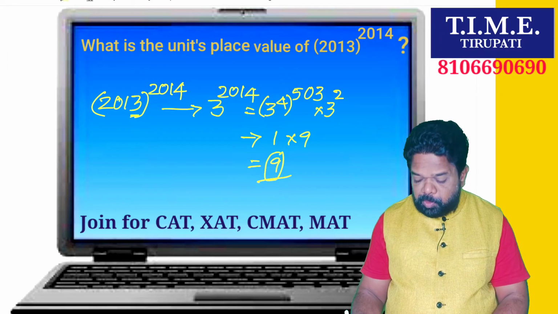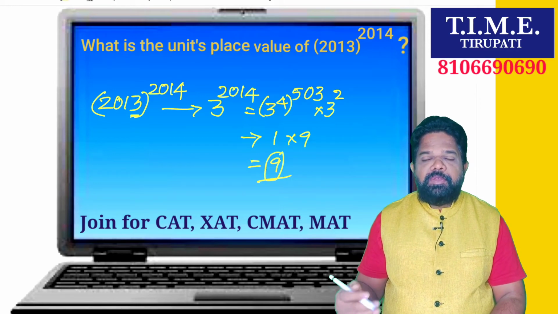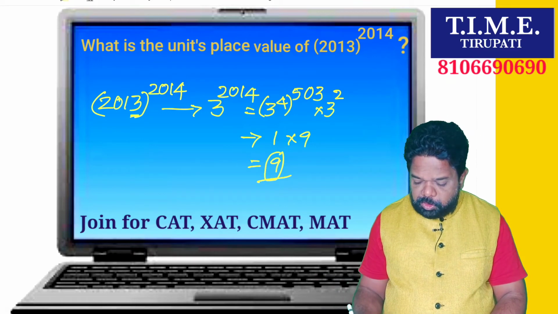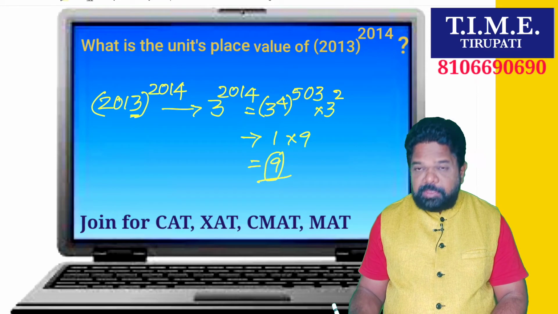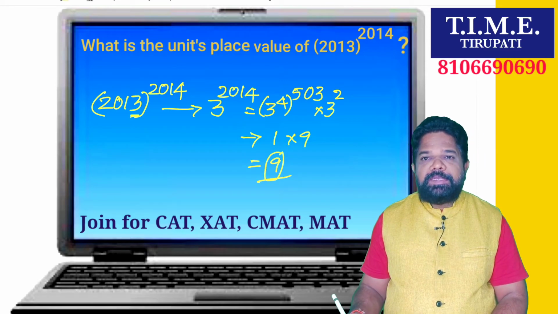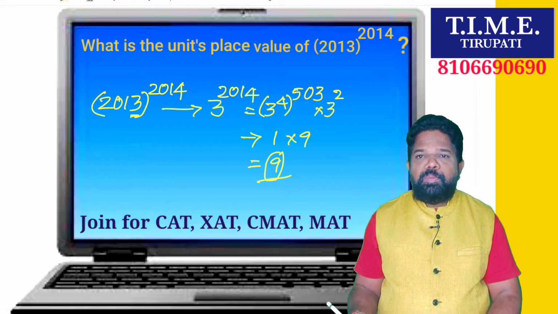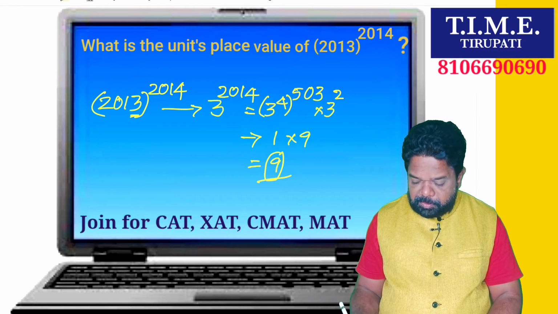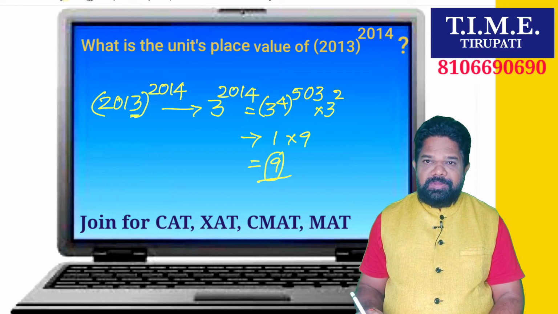3 power 4 into 3 power 4, how many times do you have to multiply here? 503 times. Not only 503, if you multiply infinite number of times, you get 1 as units place value. So (3 power 4) whole power 503 has units place value 1, into 3 square. 3 square is 9, so 1 into 9 is 9. So what is the units place value of 2013 whole power 2014? 9 is the units place value. This is the general method to calculate the units place value of any large product.